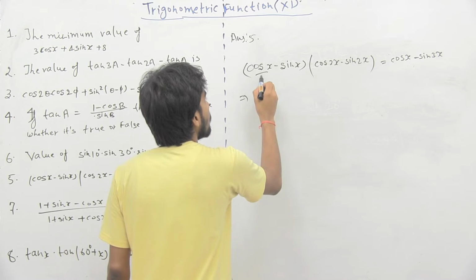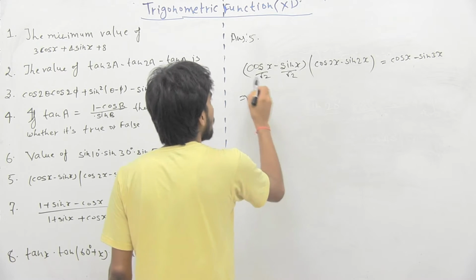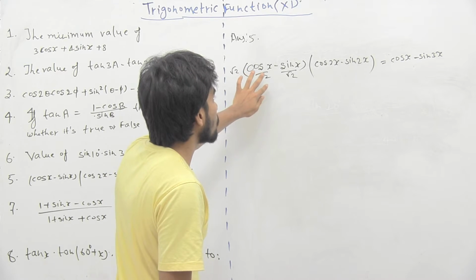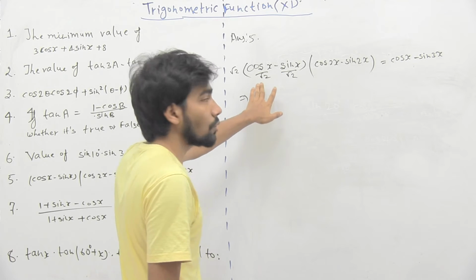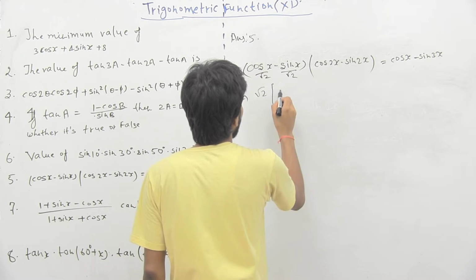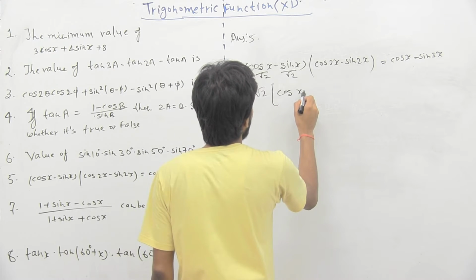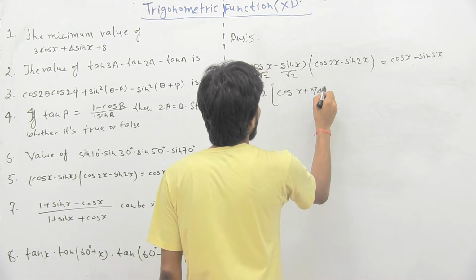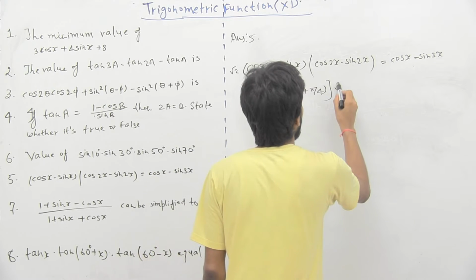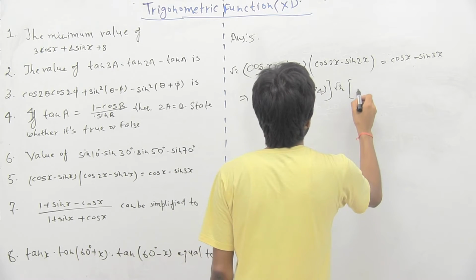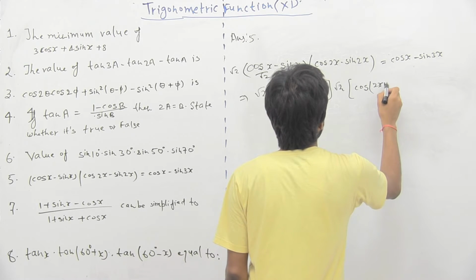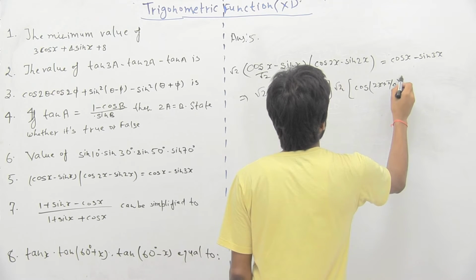Now can we divide both sides by root 2 and multiply by root 2? This will become in the form of cos A cos B minus sin A sin B, because root 2 can be written as cos pi by 4. So this will become cos x plus pi by 4, and this can also be written similarly cos 2x plus pi by 4. Okay.